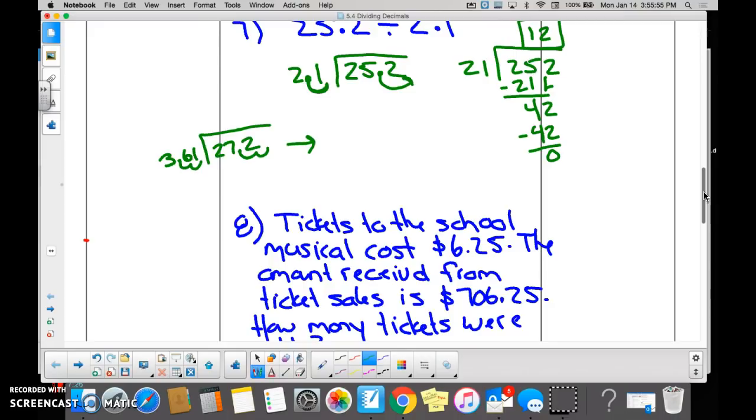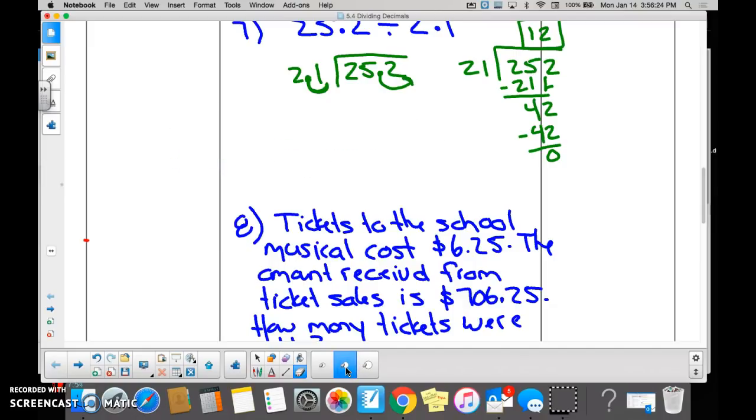You don't need to put it in your notes, but I want you to understand that you need to get your divisor to have no decimals in it by moving that decimal point over. And whatever you do to the outside, you must do to the inside. So 361 is going to be divided into 2,720 because, again, I moved over 2 spots. Okay, so just quick so that we understand that. I'm going to erase that because it's not really part of our notes.